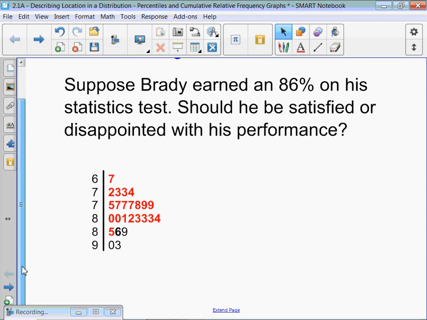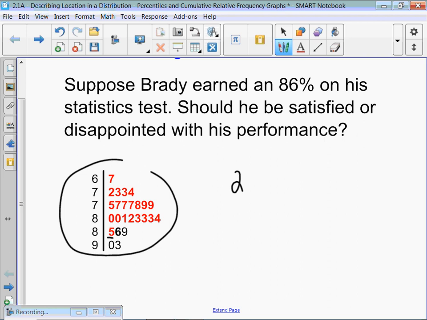So we have a little stem plot right here. What you want to do is count the number of people below Brady's score, so everybody in red, out of the total. This chart has 25 numbers, and you'd count up all the ones in red, which are all below the 86, and there are 21 of them. So 21 people scored below Brady out of 25, which means that 84% are below.